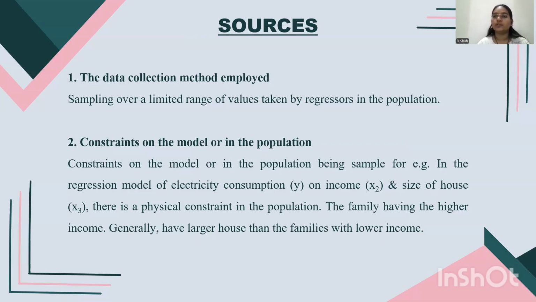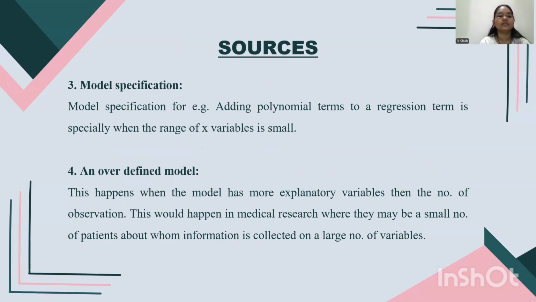So if the number of rooms is more, electricity consumption is also high, right? So families having higher income generally have larger houses than families with lower income. If this kind of physical constraint is present in the population, we can say that there is multicollinearity. Third is model specification.